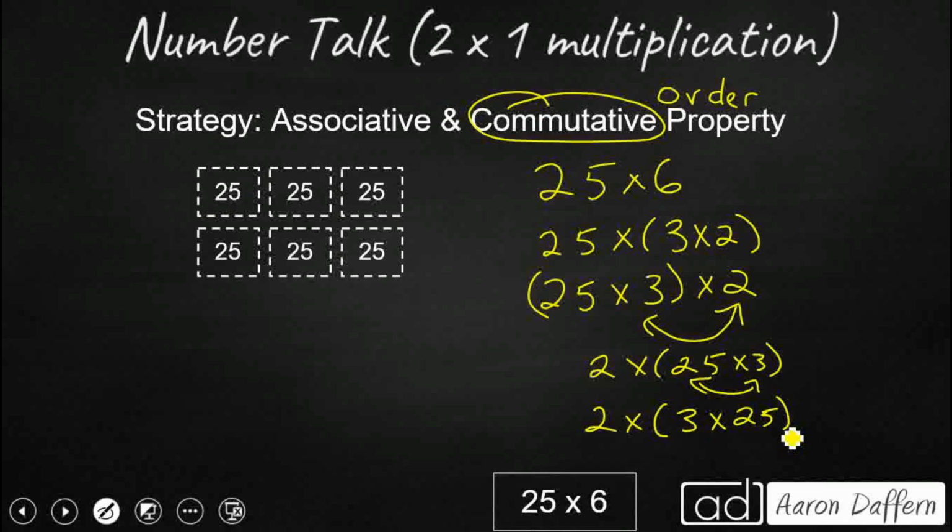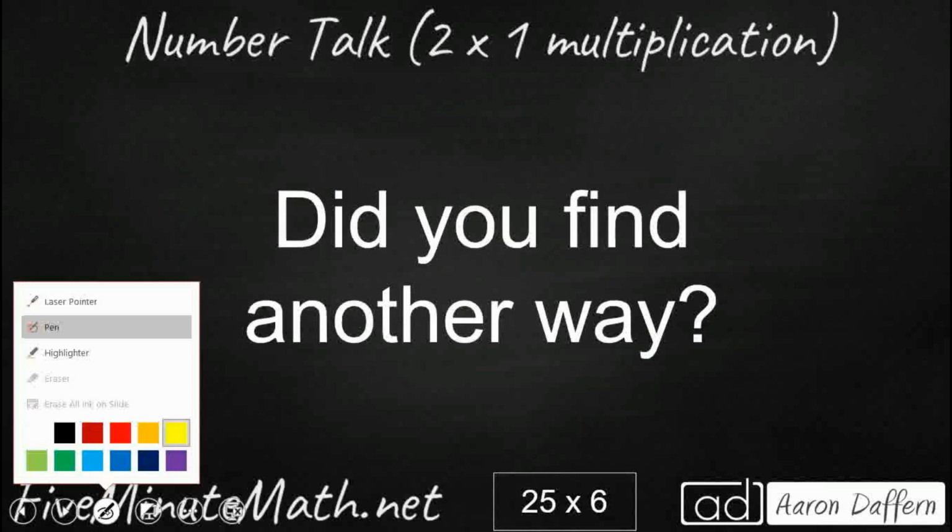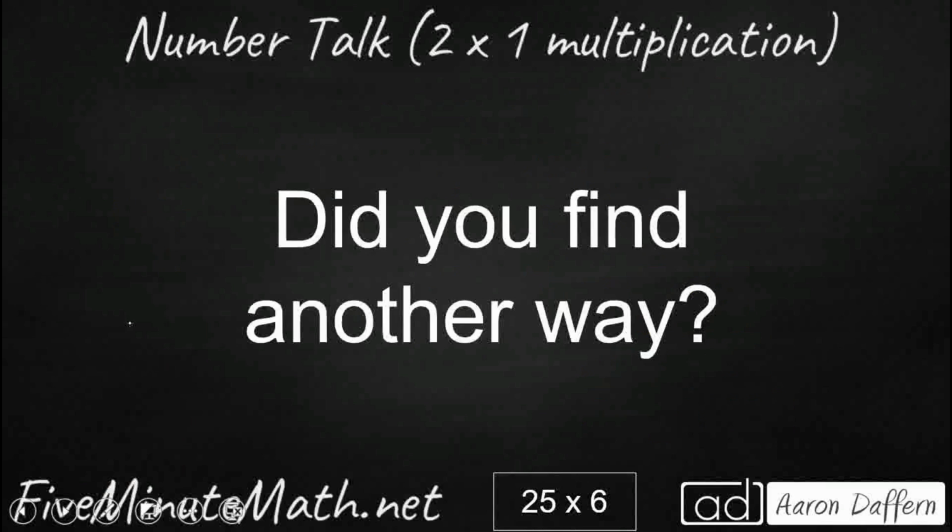Now that's what I have pictured here, and that's pretty simple. So I've got 1, 2, 3 groups of 25. In each of these rows, I am going to have 75. And I've got 2 full rows, so look at that, 75, 75, 150 once again. So those are just a few of the ways that you can use mental math to solve 25 times 6.